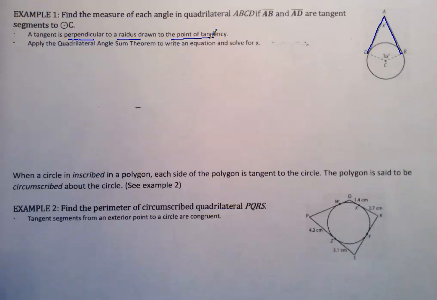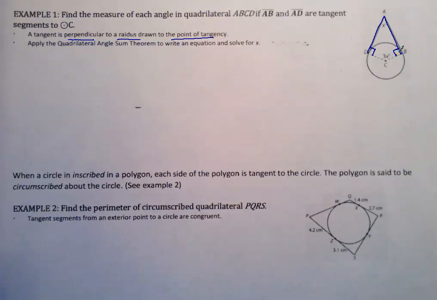CD is a segment. That's the radius. Is that what you're saying? Okay. So what's perpendicular to DA? Yep. So this would be perpendicular here. And this would be perpendicular here. Good.